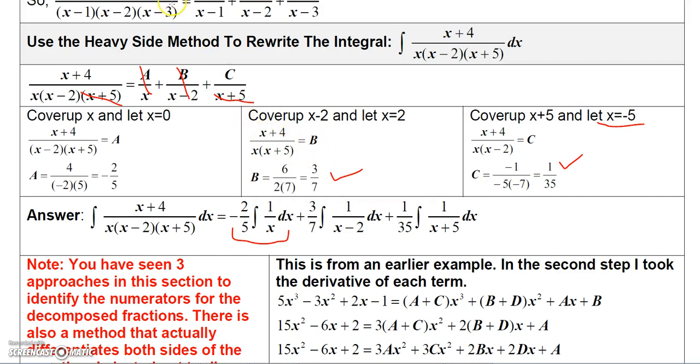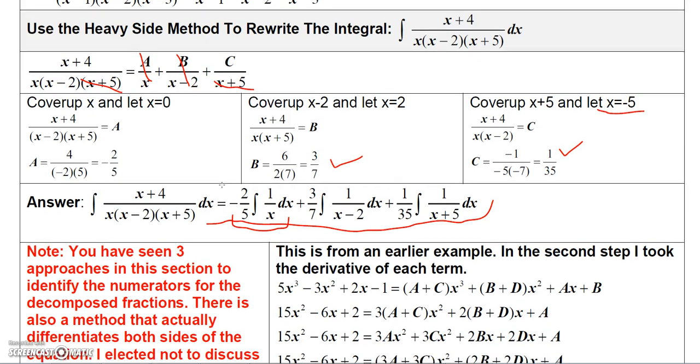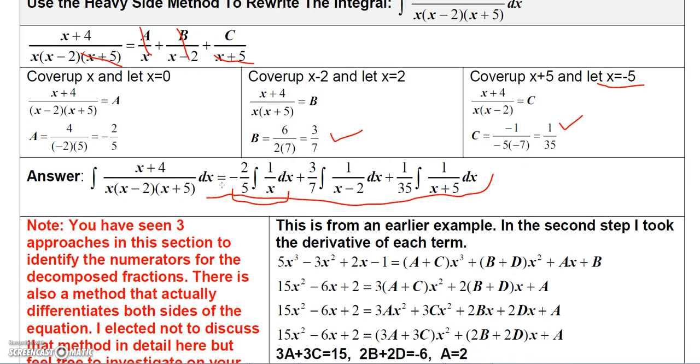So if you factor the 1 over 35 out of there, you would get 1 over 35 times the integral of 1 over x plus 5 dx. Now again, I didn't integrate these, but the point is now that you've been able to rewrite this fraction as the sum of these three fractions, now you have these simplified to forms that now can be integrated.